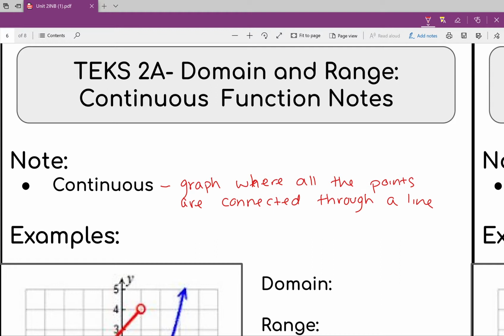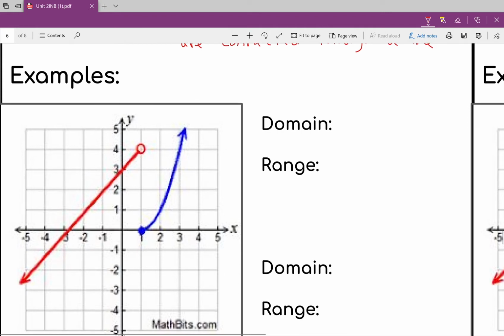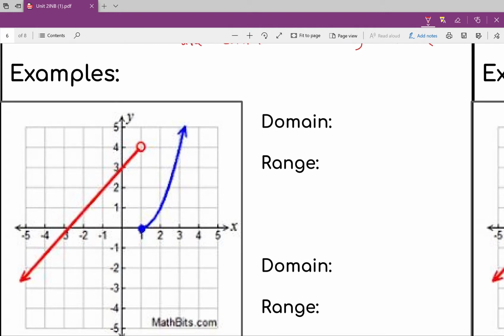Remember, on discrete, we listed all the x values for domain and all the y values for range. For this one, let's look at the example here. Notice I have two lines, a red one and a blue one. Your paper is in black and white, so I'll label this one A and this one B, and you can do the same in your notes.